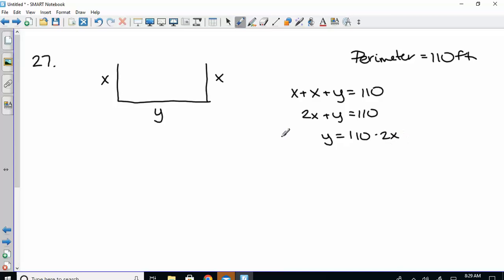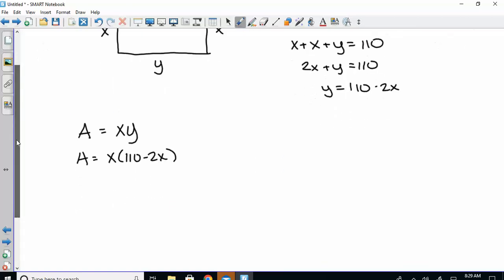So that missing side is 110 minus 2x. All right, I want to maximize the area. How do you get area? So that's x times y. But for y, we can use the 110 minus 2x. So if you distribute, we get 110x minus 2x squared. There is my quadratic equation.